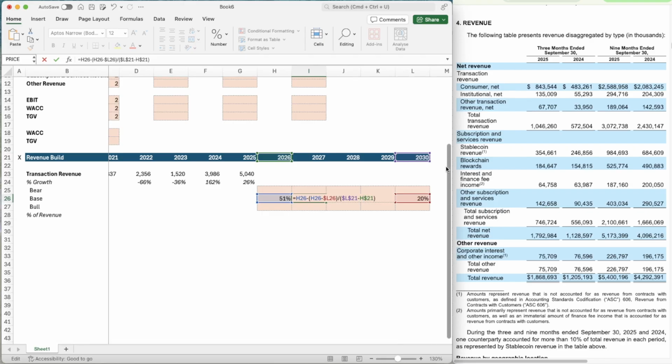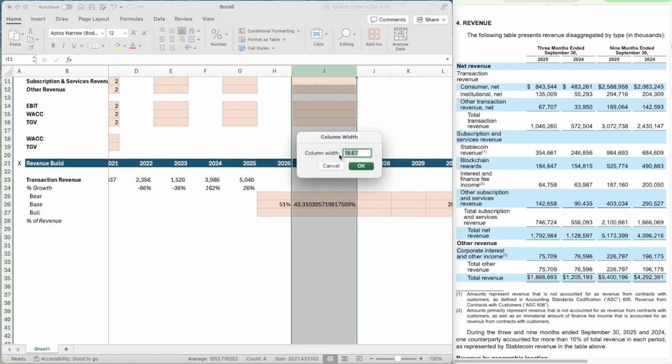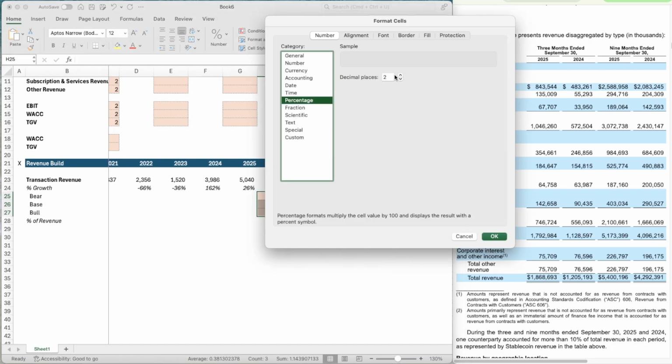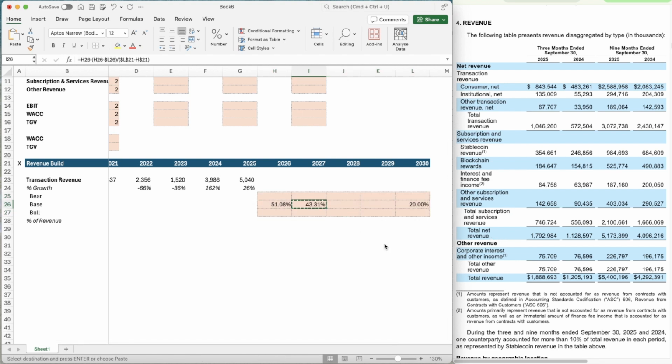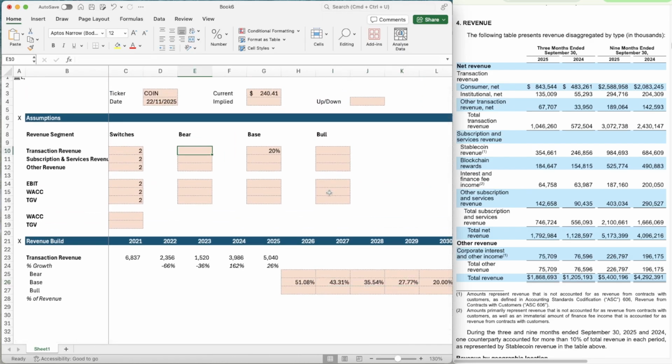Go column width, put it back to 10. All of this 2 decimal places. Here we go. Just pull this along. There we have it. The bear case, let's say it's 90%. It's probably more extreme than normal. The bull case will be higher than normal. We can save that for all of these.